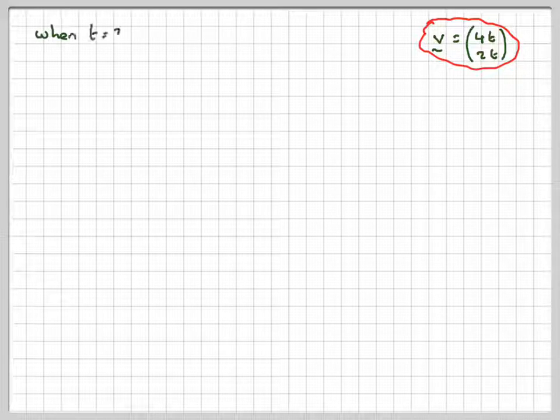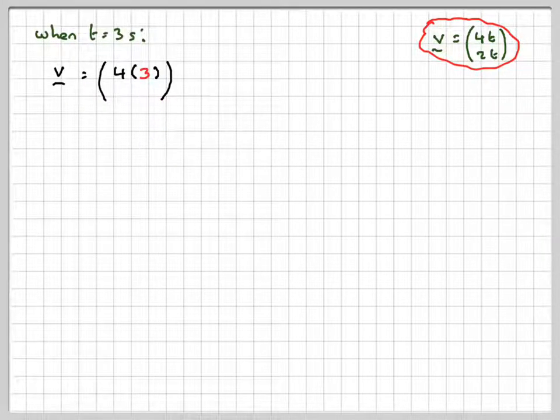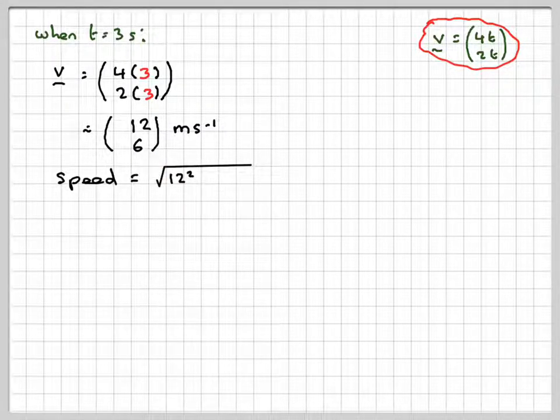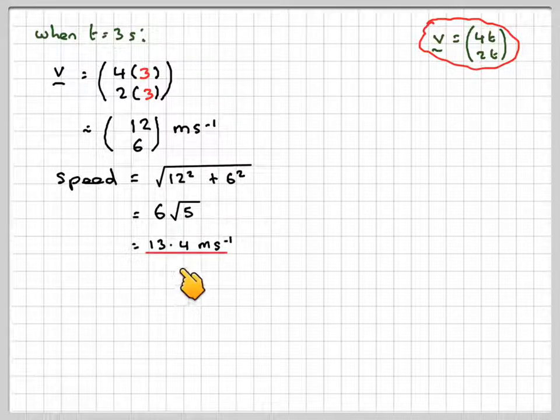The velocity, so when t is equal to 3, the velocity vector will become 4 times 3, 2 times 3, which gives me 12, 6 meters per second. And therefore the magnitude of that will give me the speed. So it will be the square root of 12 squared plus 6 squared, which gives me 6 root 5, which is 13.4 meters per second.